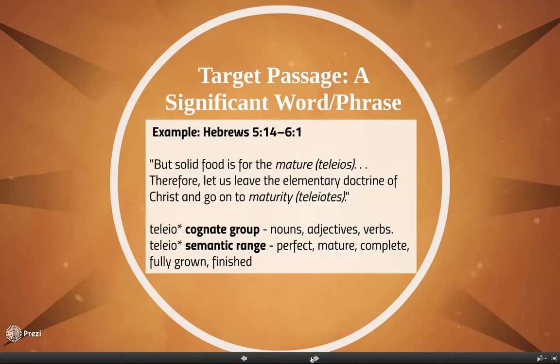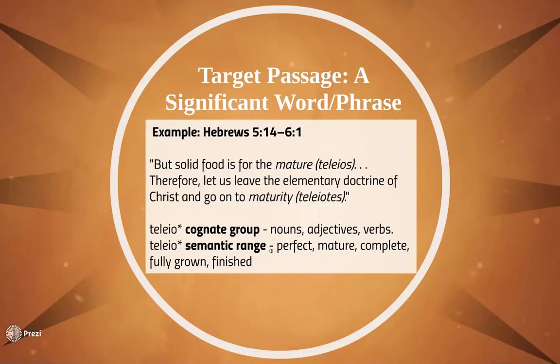A couple of things about this. When we talk about different ways that this term can be translated, we're talking about the semantic range of a term. And it just so happens that for teleios, you might see it translated as either perfect or mature or complete or fully grown or finished, something like that. So that's something that we need to take into consideration.